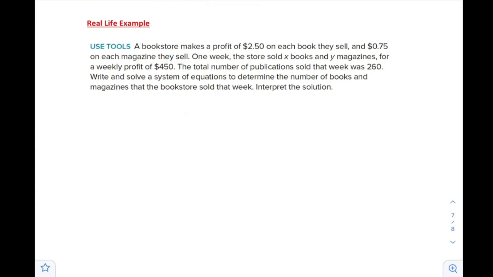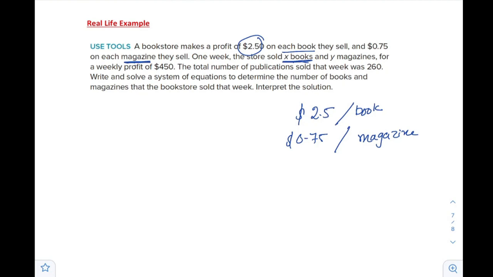مسألة من الحياة. Bookstore makes profit of $2.5 in each book. يعمل ربح $2.5 للكتاب الواحد الذي يباع. They sell, so we have $2.5 per one book and $0.75 per magazine, in each magazine. كل مجلة magazine. They sell. One week the store sold X books, so we call this X for the books and Y for the magazines, for a weekly profit of $450.